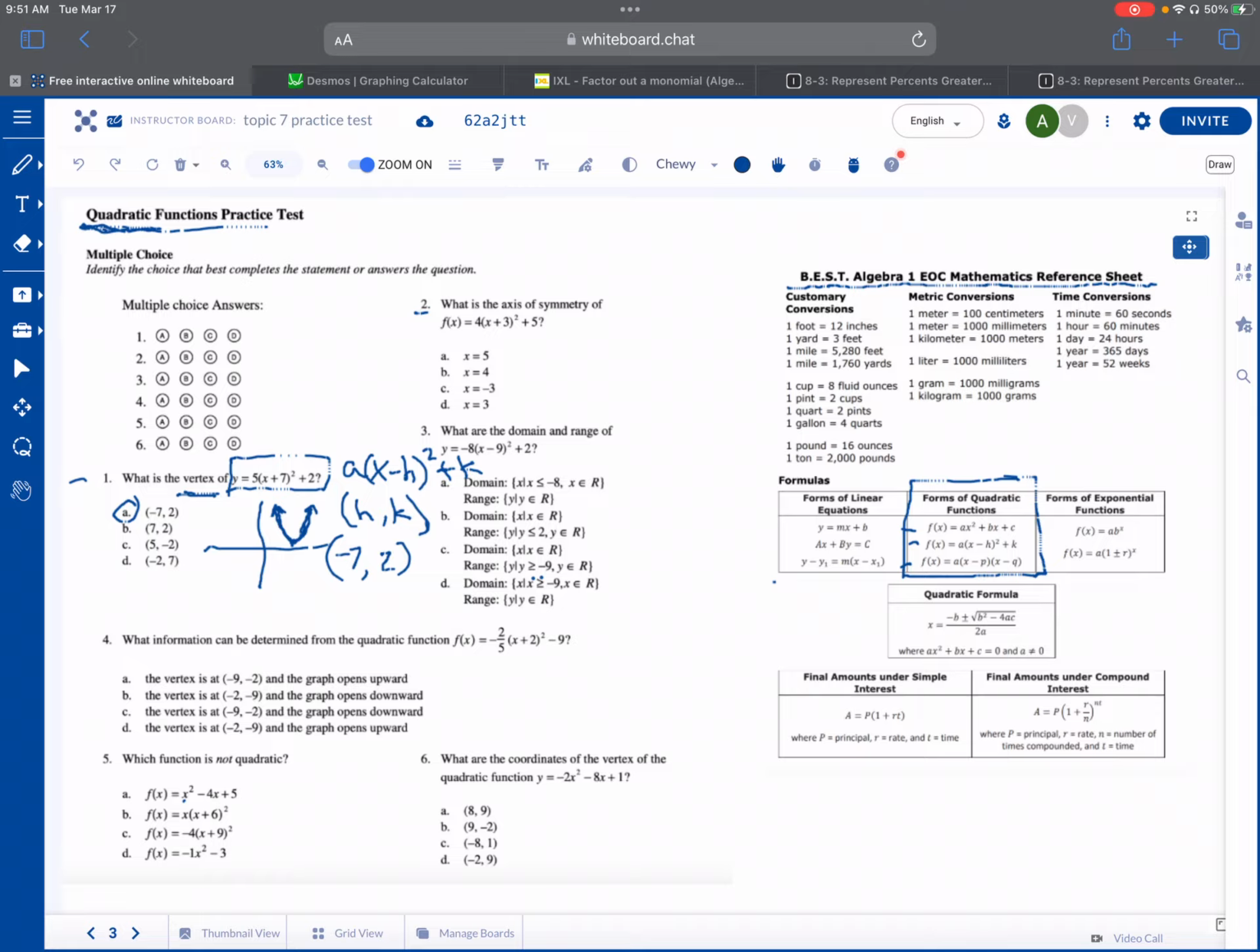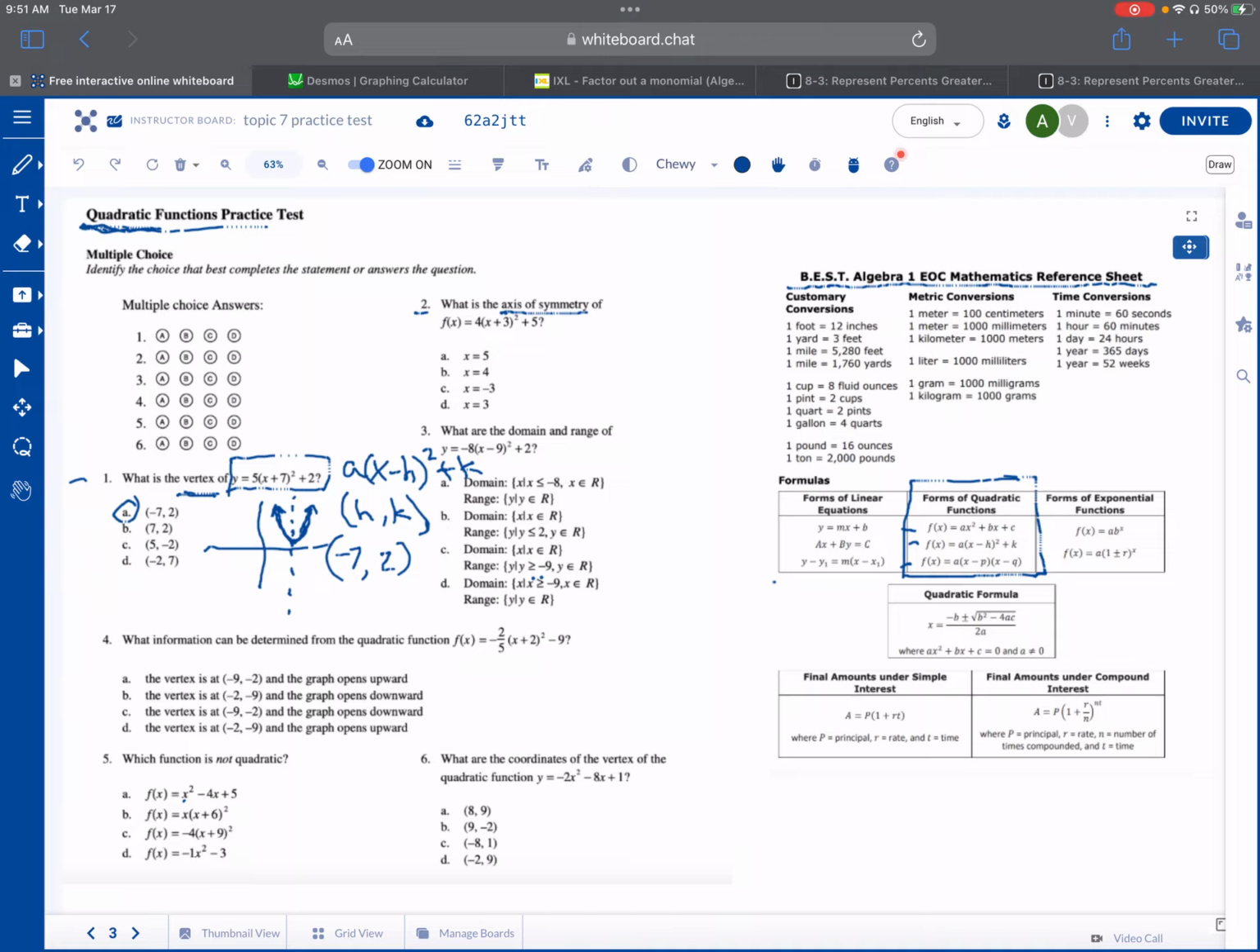Okay, let's look at number 2. What is the axis of symmetry of the function f of x equals 4 times (x plus 3) squared plus 5? Okay, axis of symmetry. So we're going to go back to the picture that I did in question 1. The axis of symmetry is an imaginary line that cuts your parabola into two equal pieces. So if you were to fold these two pieces, they would land on top of each other. That's why it's said that the parabola has symmetry. As you can see, that line passes exactly through the vertex. So the axis of symmetry is the x value of the vertex.